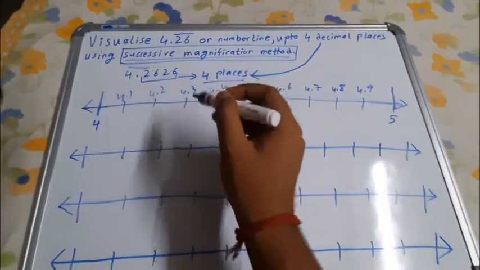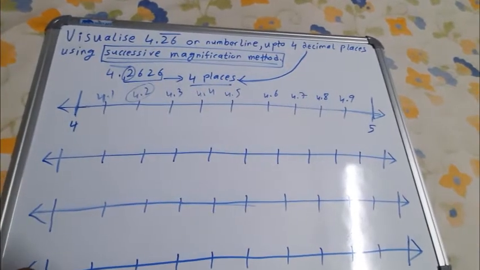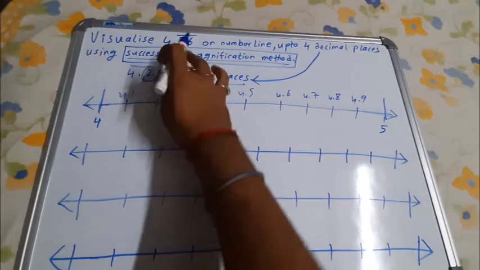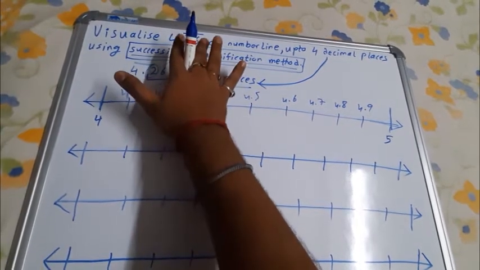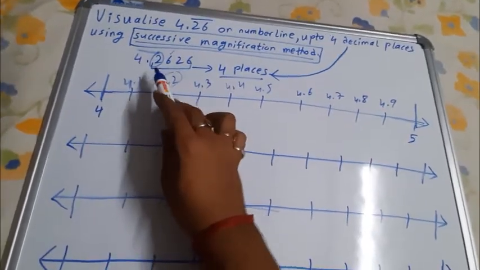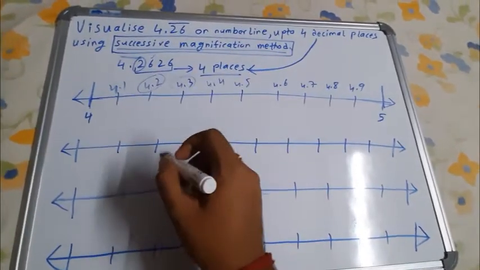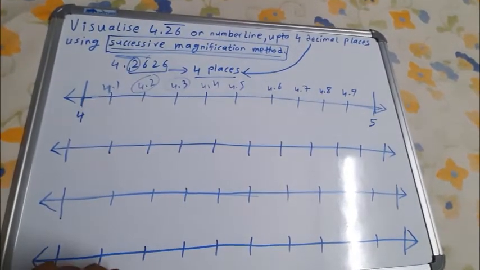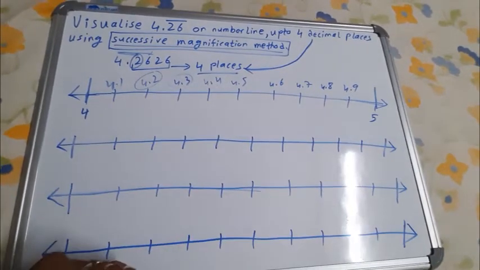Now what do we need? After 4 we need 2. That means we need 4.2. Over here it's 4.26. Now just for some time, cover the last 2 and 6. What is left with us? 4.2 is left. Now, this 4.26 must lie between 4.2 and 4.3. Up to the second place of decimal, 4.26 will lie between these two, because 4.2 is over here, 4.3 is over here.